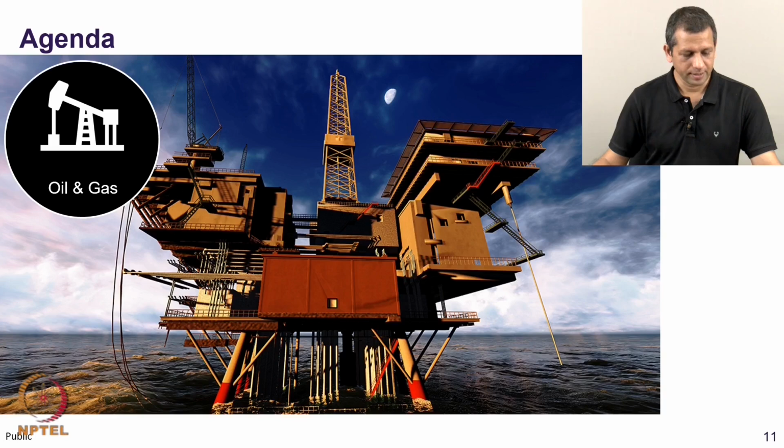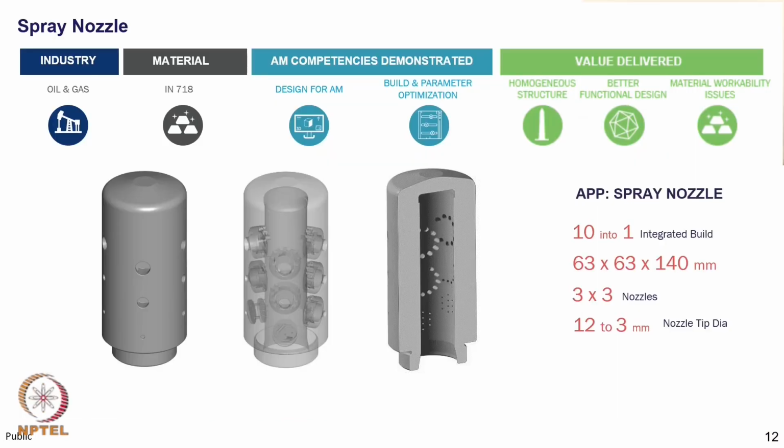We are going to look at some examples of oil and gas domain. Spray nozzle is the first example. This is a geometry which is 63 mm diameter and 140 mm length. Traditionally, it is built using 10 small components, and those are integrated to this single component. There are various nozzles here, and the nozzles are of various diameters, varying from 12 to 3 mm. As you can see, some are bigger nozzles, some are smaller nozzles which are used in spraying operation.